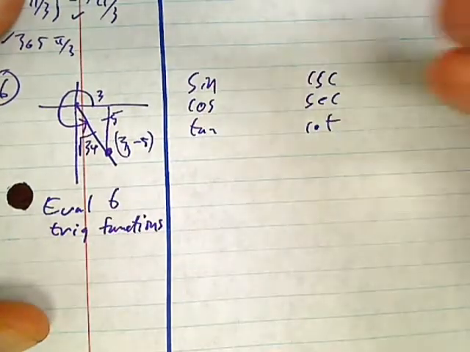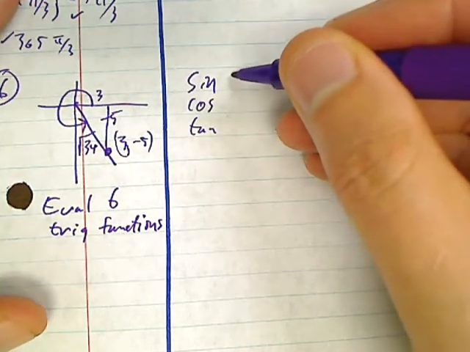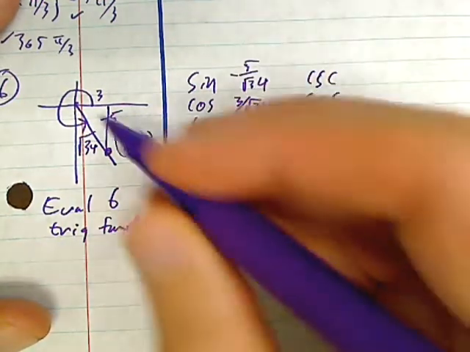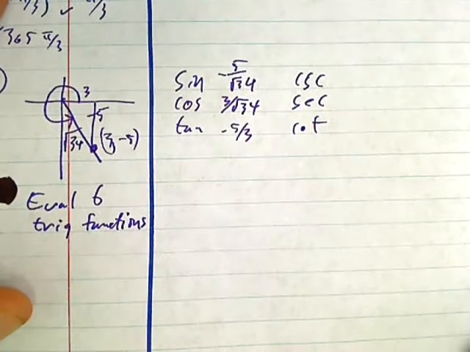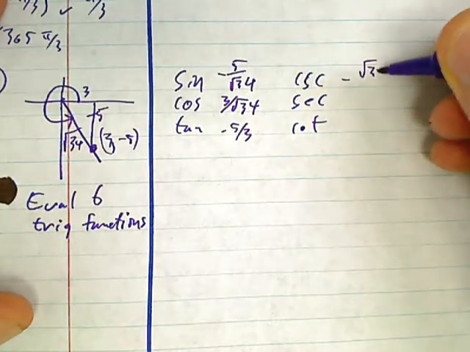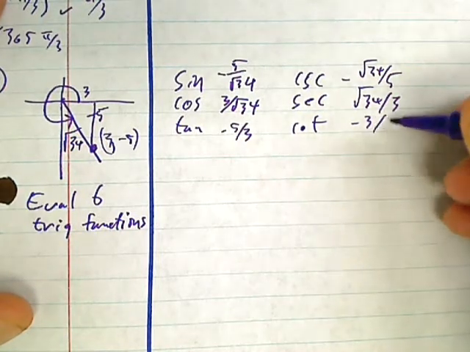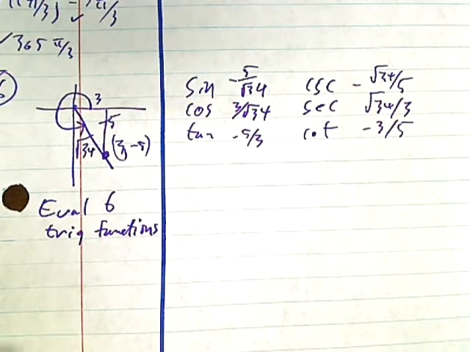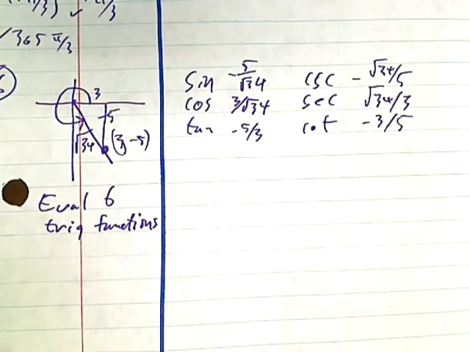So sine is opposite over hypotenuse, that would be the y coordinate over r, so negative 5 over square root 34, cosine is 3 over square root 34, tangent is opposite over adjacent, negative 5 over 3, and then for the other side, just do the reciprocals. Negative square root 34 over 5, square root 34 over 3, negative 3 over 5. Again, with our all students take calc device, this is 4th quadrant, so cosine should be positive, which it is. Groovy. And thus secant is going to be positive as well.